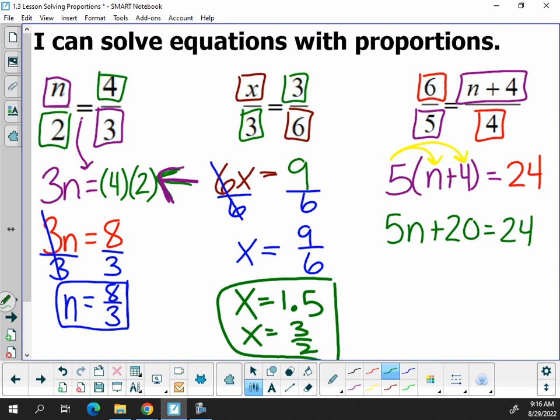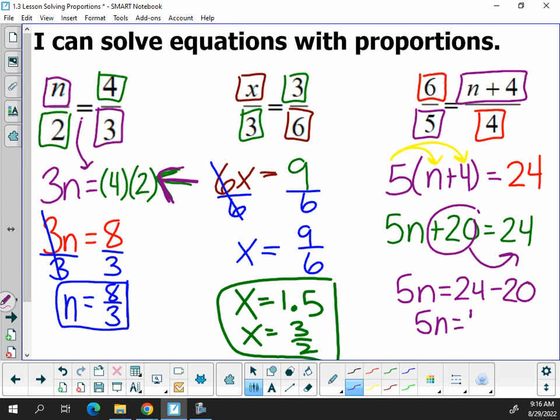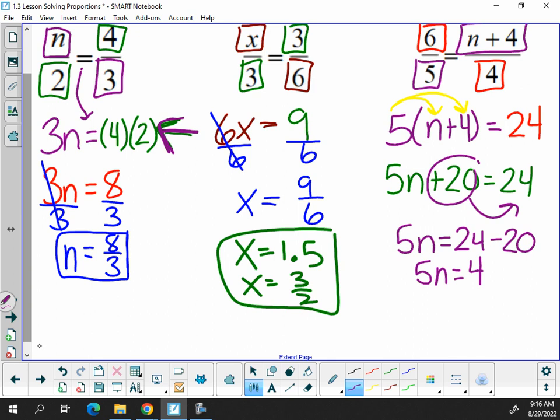And so now I can start doing my solving. I want to move this 20 over here. When I switch the side of the equal sign, I'm going to switch its sign, so I have a positive 24 because it stayed where it was, and now I have minus 20. 24 minus 20 is 4. And now I can divide both sides by 5 and get 1n. And I'm just going to leave that as 4 over 5.